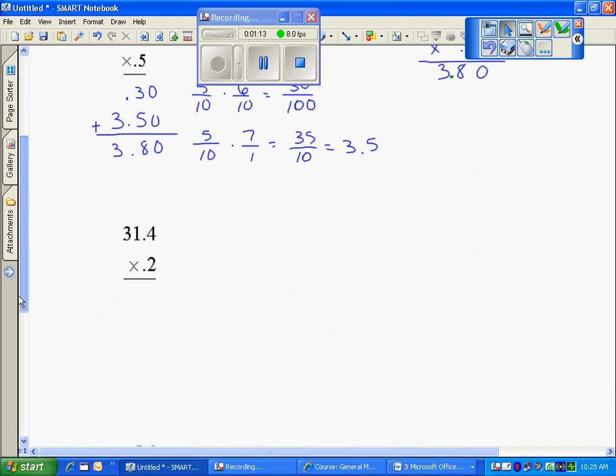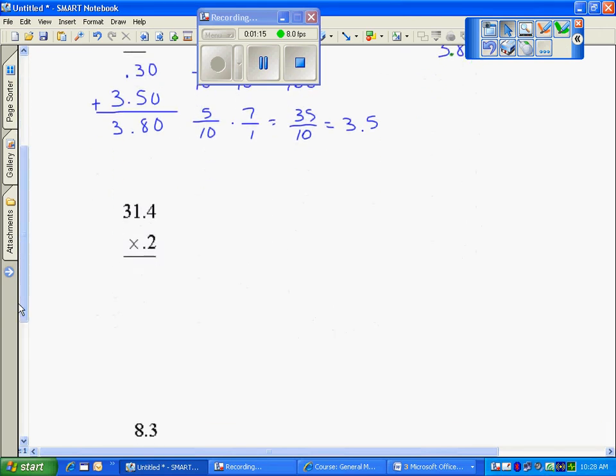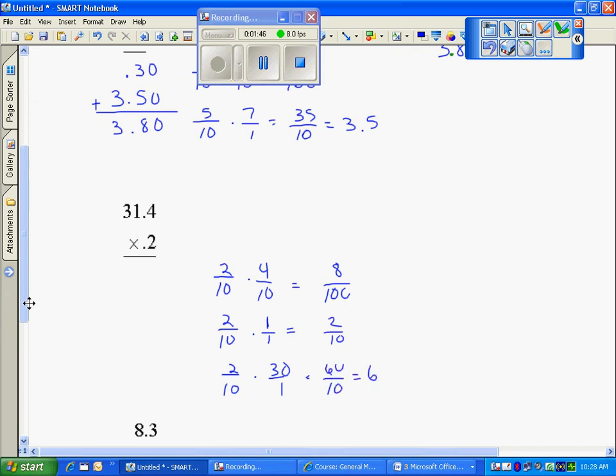Next problem, 31 and 4/10 times 2/10. Again, distributing that 2/10 to the 4/10, the 2/10 to the whole 1, and the 2/10 to the 30. 31 is what we're multiplying that by. Recall that there's a 1 under each of these. Multiplying, I get 8/100ths, 2/10, and 60/10, which reduces to a 6.